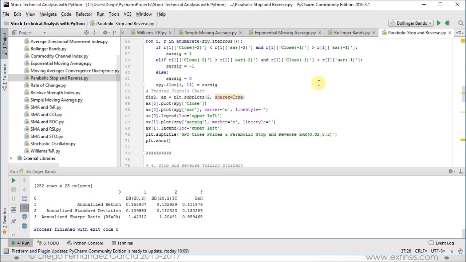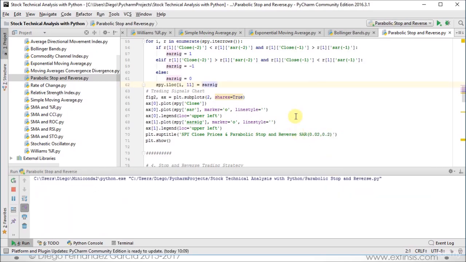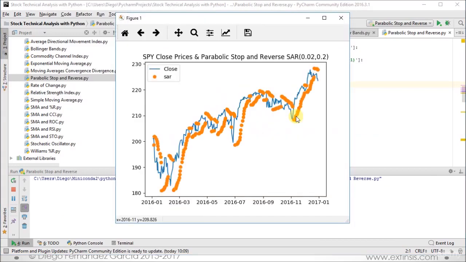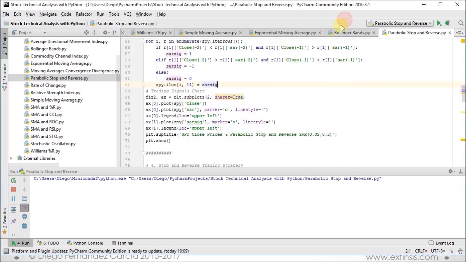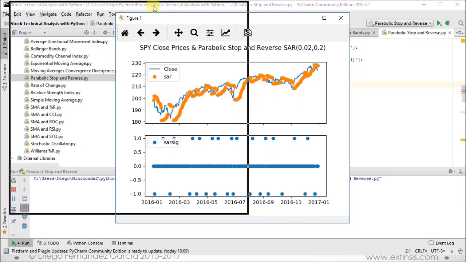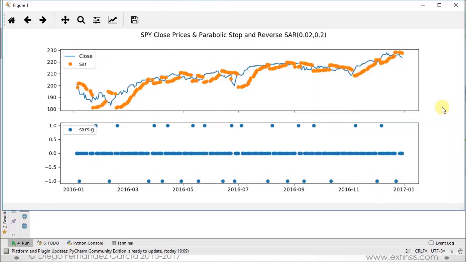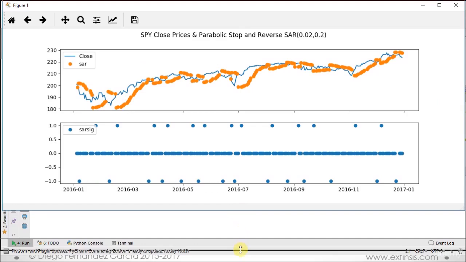So let's proceed to run the code by clicking the right button on the mouse and scrolling down into run parabolic stop and reverse. So the first chart is the one we studied in our previous section, which is close prices in blue with a solid line, and then the corresponding dots, which are the parabolic stop and reverse. So we're going to close this chart and focus on the one we just created by making it full screen manually because of the screencast. So we do so right here. Excellent. All the way into the right and all the way into the bottom.